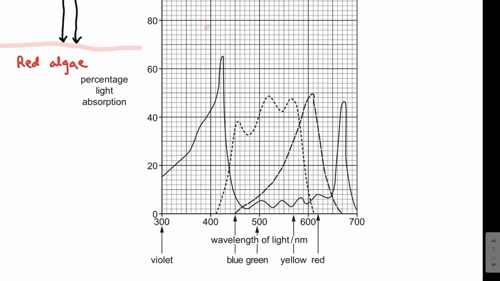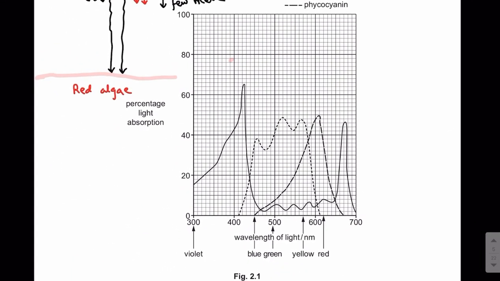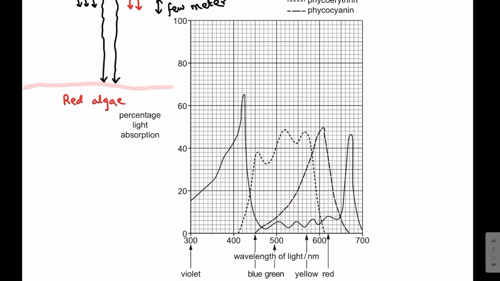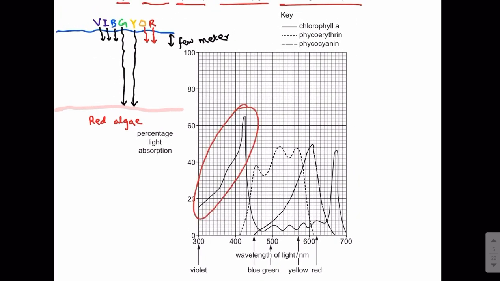So we can look at this graph over here. This graph shows the wavelength on the x-axis and percentage light absorption on the y-axis. So this is absorption spectrum, right? What we can see is that chlorophyll A, this firm line represents chlorophyll A. Chlorophyll A absorbs best in which region? In the violet blue region, right? And also in the red region.